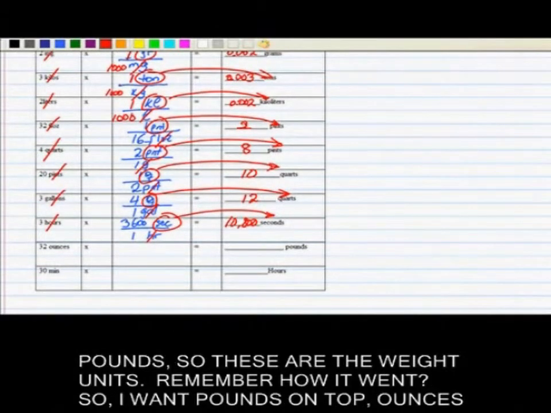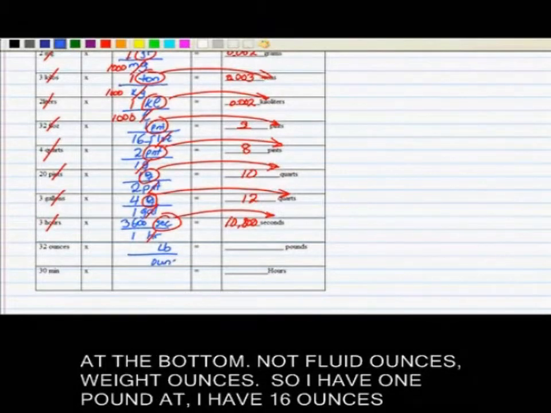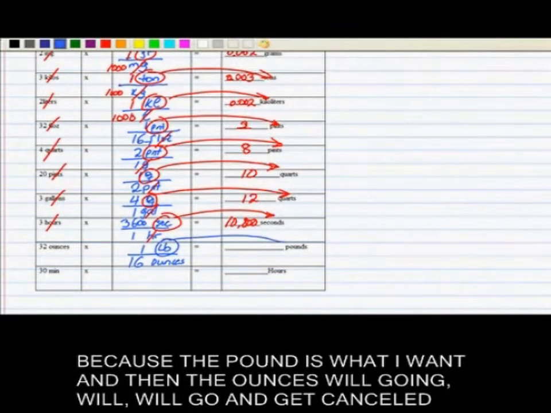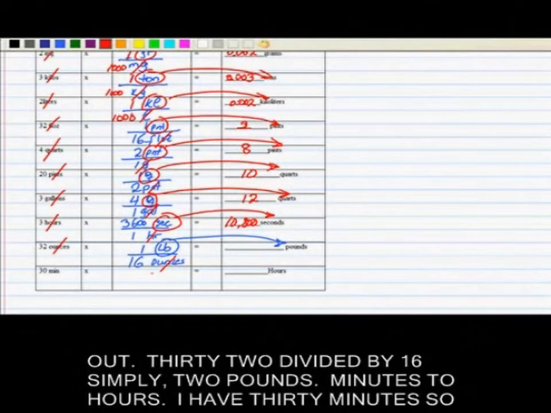Ounces to pounds. So these are the weight units. Remember how it went? I want pounds on top, ounces at the bottom, not fluid ounces, weight ounces. So I have 1 pound. I have 16 ounces because the pound is what I want, and then the ounces will get canceled out. 32 divided by 16, simply 2 pounds.